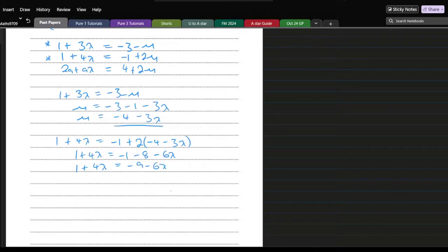And now we want to make lambda the subject of the formula. So that's 4 lambda plus 6 lambda is equal to -9 -1. 10 lambda is equal to -10.